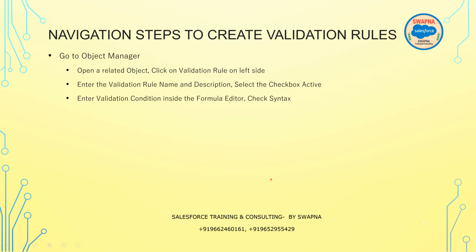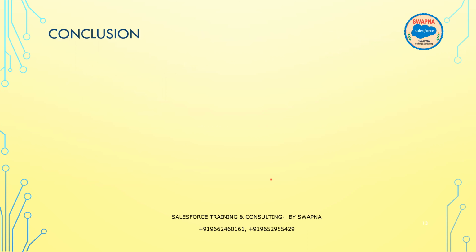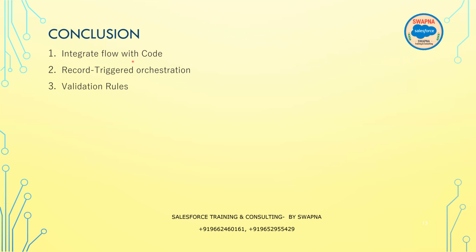So, the navigation steps which we have seen. What did we learn? The conclusion. Record trigger orchestration, integration flow with the code, record trigger orchestration, validation, and navigation steps. That's what we have seen.